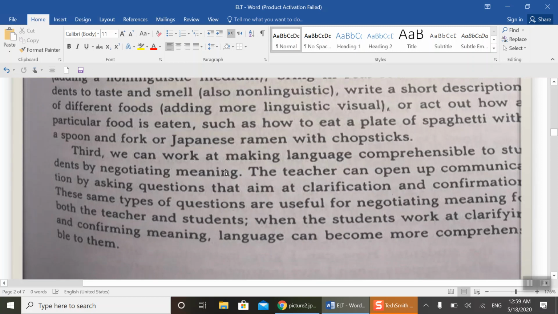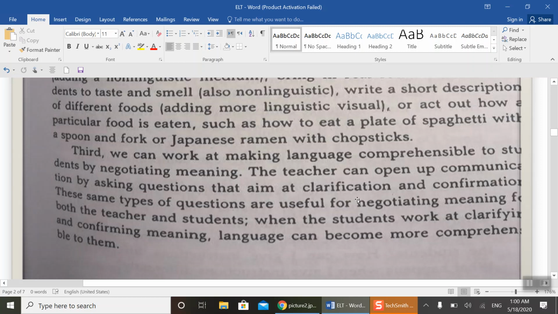Number 3, we can work at making language comprehensible to students by negotiating meaning. How to negotiate meaning? The teacher can open up communication. These types of questions can open communication by what? Asking questions that aim at clarification and confirmation. This is the point. How to make it comprehensible? How to negotiate meaning? By asking questions. Remember the types of questions: clarification questions and confirmation.